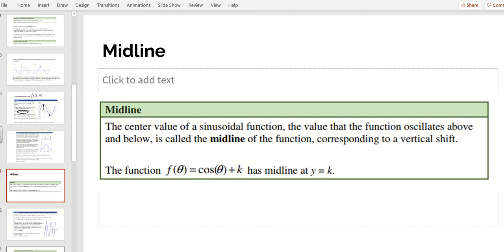The next vocabulary term in terms of a transformation is called the midline. You'll see it's when we add something after the cosine or sine value. So this corresponds to a vertical shift. The midline of the function is the line that goes right through the middle of the graph. If k is positive, my midline will be above the x-axis. If it's negative, it'll be below the x-axis. If there is no k value there, the midline is the x-axis. So in our basic y equals sine of x, y equals cosine of x, the midline is the x-axis.